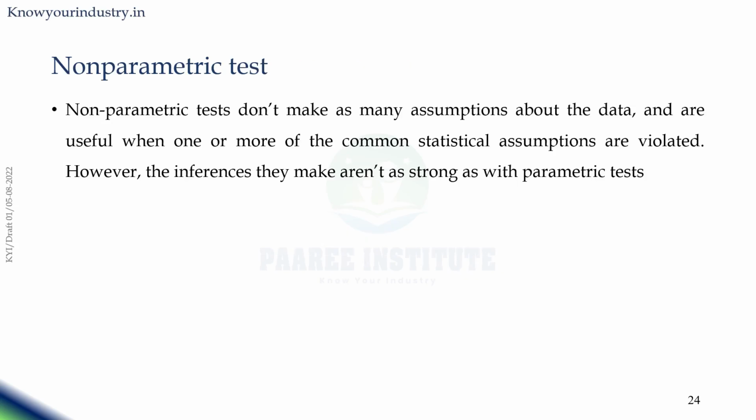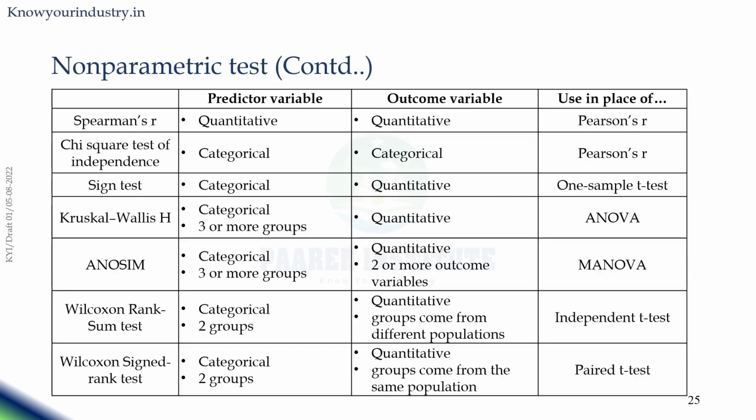We have already seen what is non-parametric test. The non-parametric tests don't make as many assumptions about the data and are useful when one or more of the common statistical assumptions are violated. However, the inferences they make are not as strong as parametric tests. When we don't have many assumptions about the data and we intend to do a non-parametric test, then in place of tests like Pearson's, one sample t-test, ANOVA, MANOVA, independent t-test, paired t-test, we can use the non-parametric test for the particular data for which we don't have many assumptions.